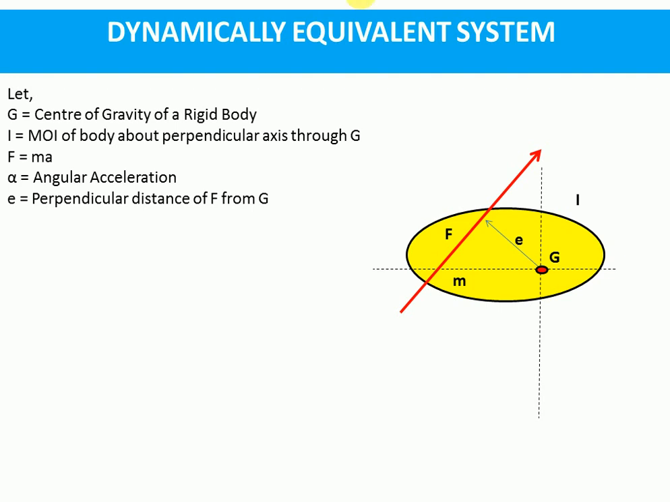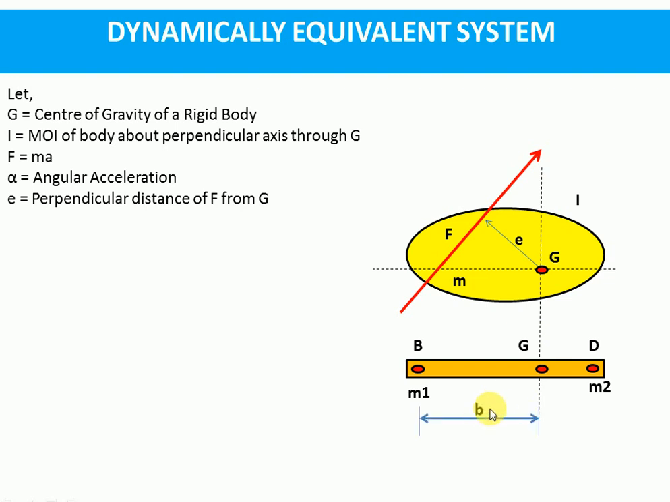So according to dynamically equivalent system, we can replace this rigid body by a massless link having 2 point masses say m1 and m2 at two different positions say B and D, which are at distances of small b and small d from the center of gravity. That is, the distance BG is small b and the distance GD is small d, and B and D are the points of application of point masses m1 and m2.